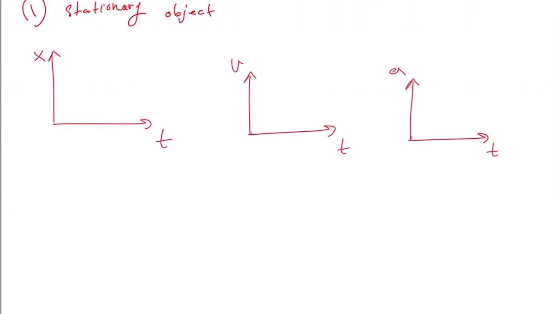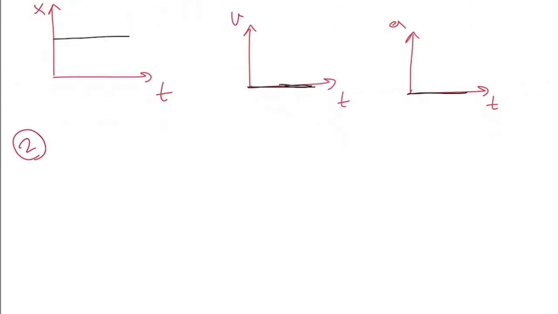The object is not moving, which means that the object over time only has one position. So xt would be just a straight line horizontal to the t-axis. And since the object is not moving, the velocity is 0, so we have a line on the t-axis. Since the object is not moving, the acceleration is also 0.